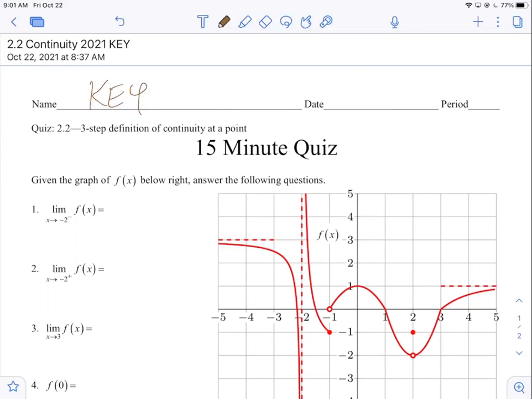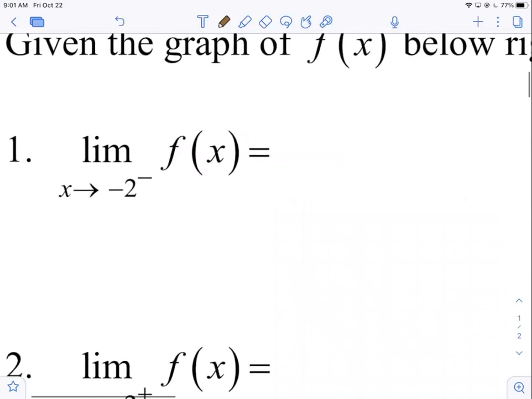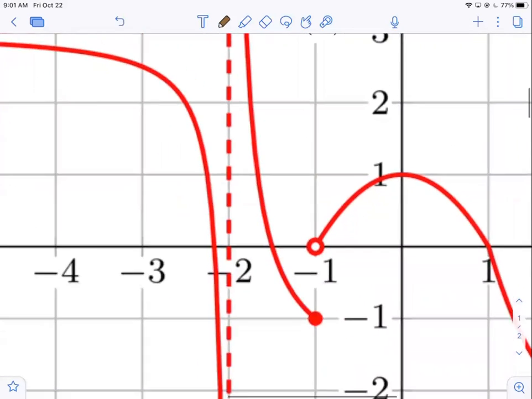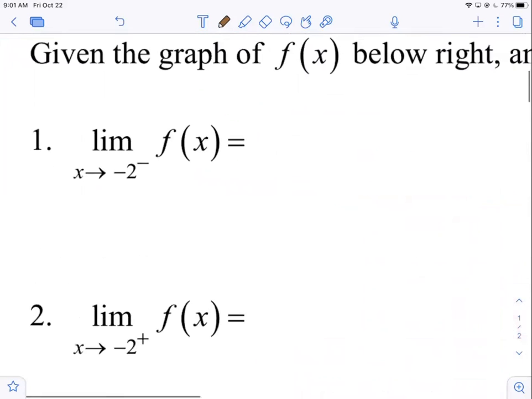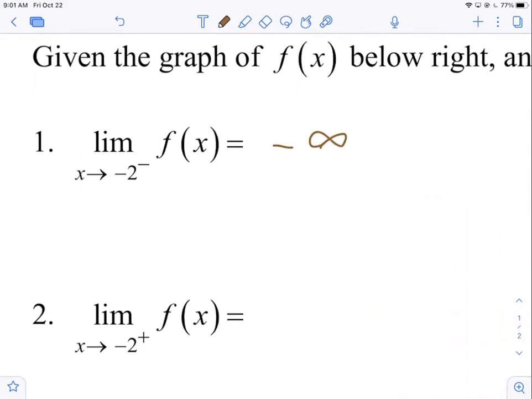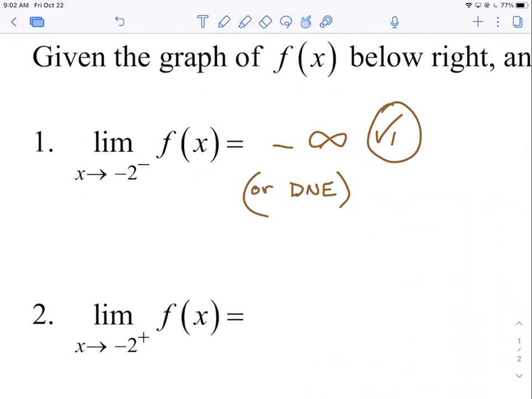All right. So here's the graph. The limit as X goes to -2 from the left. -2 from the left, we're going down. So negative infinity would be the preferred answer. But because it is a fill in the blank, short answer response, D and E is still correct. So negative infinity or D and E. Questions on that one? All right, cool.